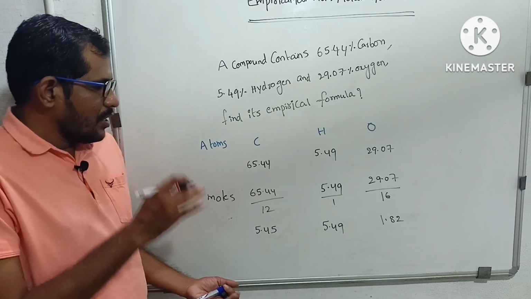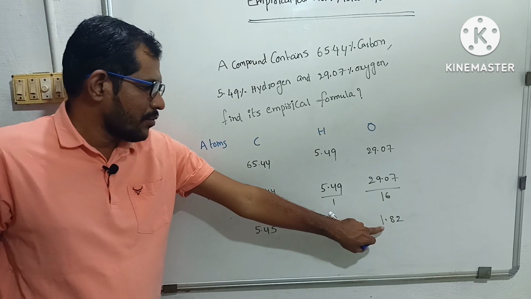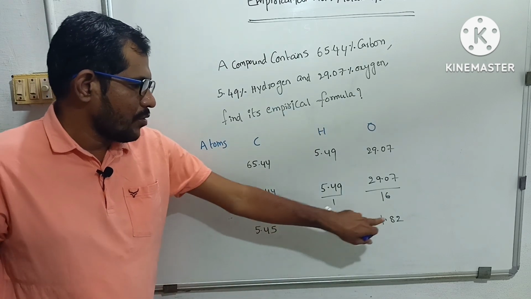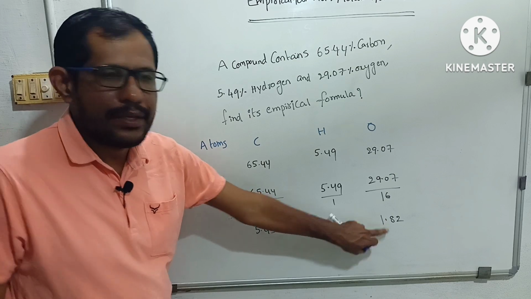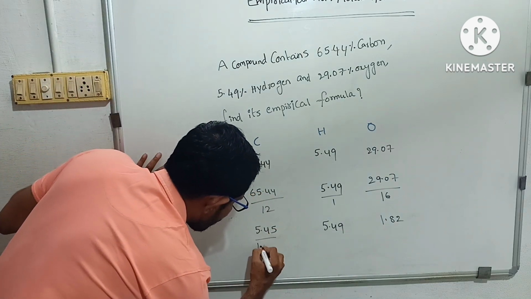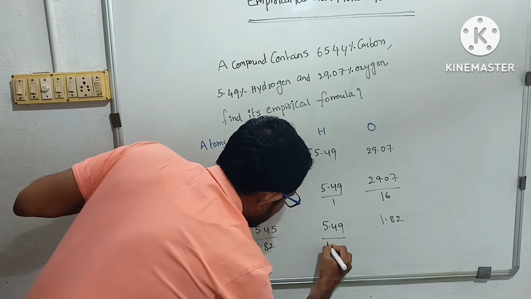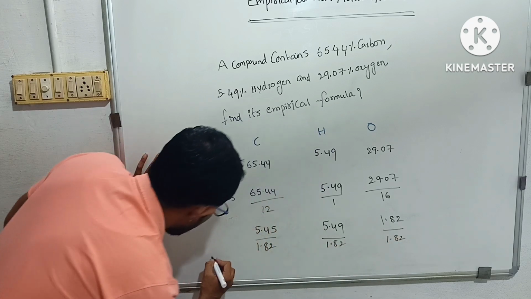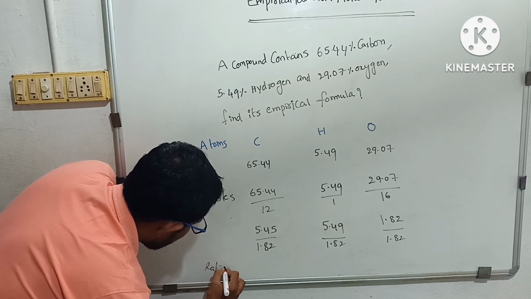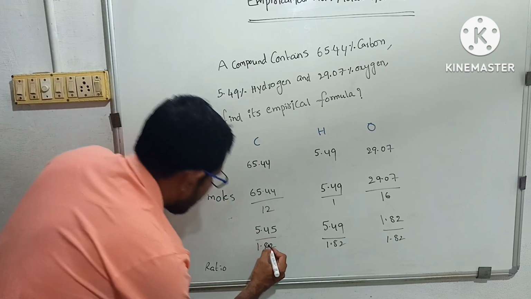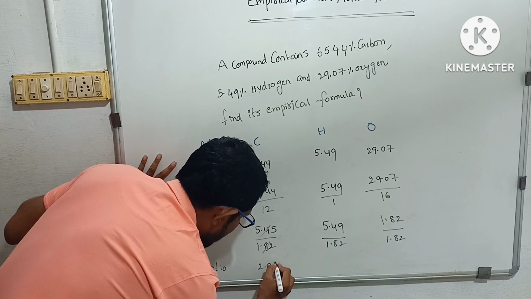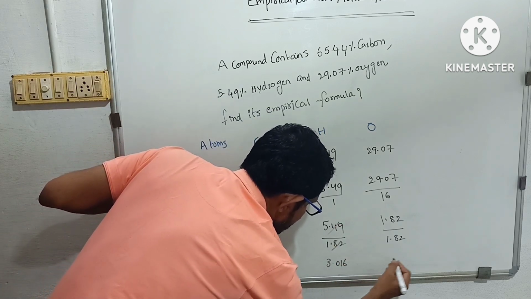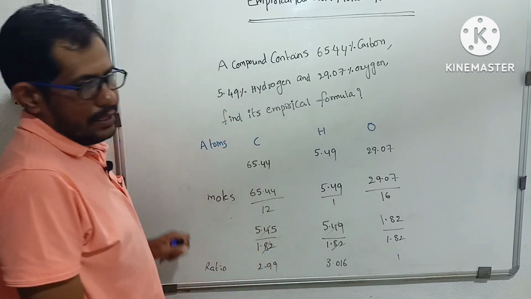After that, you need to get the ratio. For that, you need to divide with the smallest number. Among the three, which is the smallest number? 1.82. So divide everything with 1.82 to get the ratio. So what will you get here? Around 2.99, then 3.016, and you will get 1 over here.